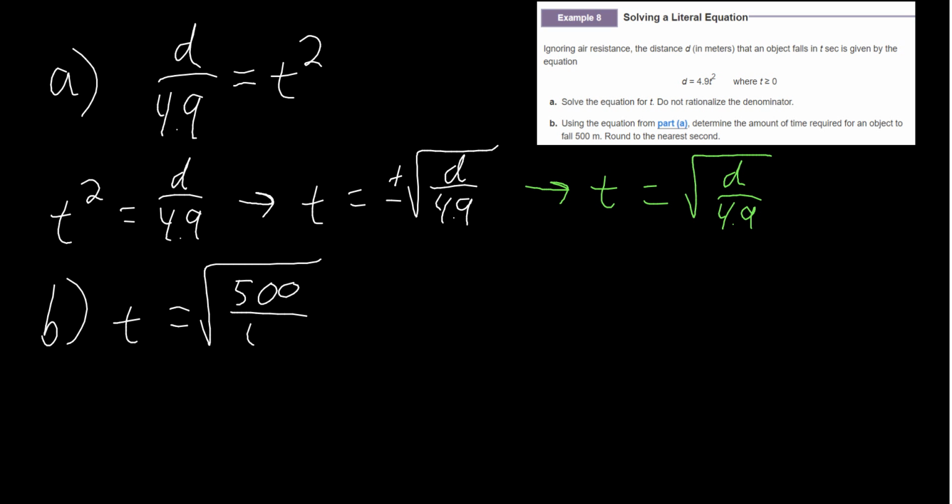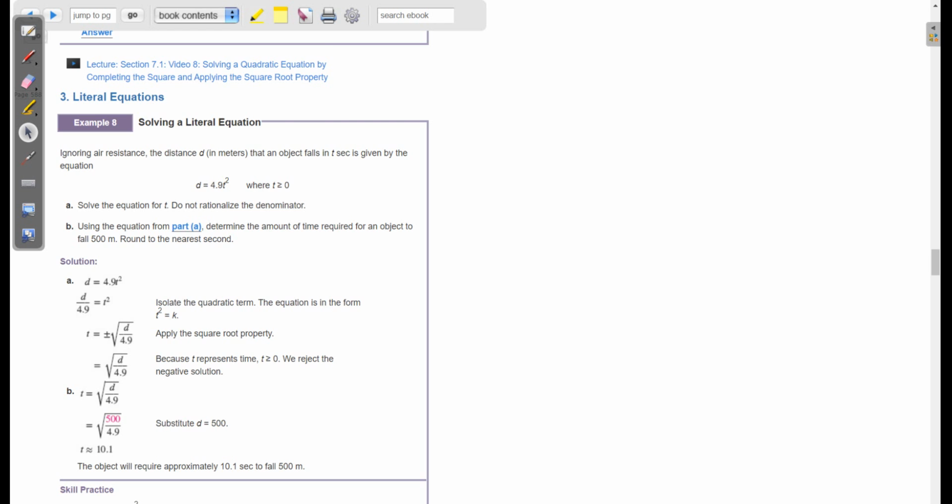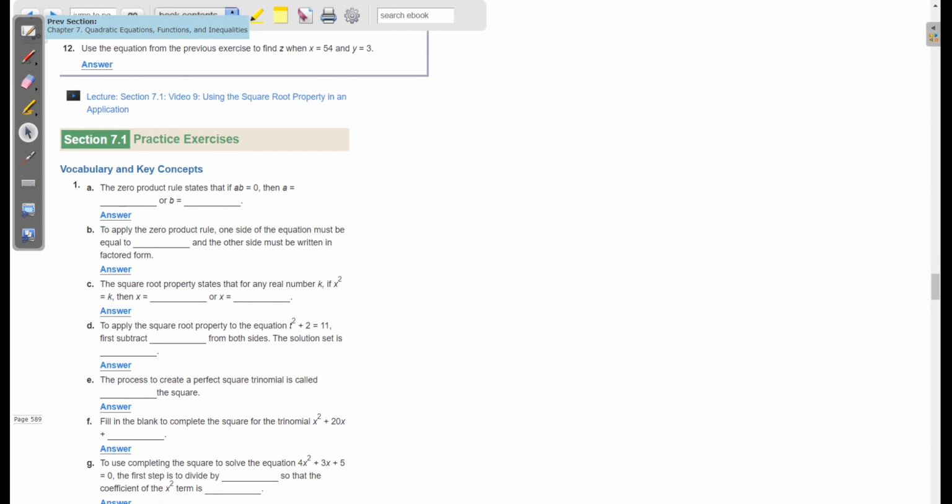And unfortunately, gravity on Earth isn't nice and well rounded, so I'm going to have to do some calculator work as opposed to just dividing by 5. So it's about 10.1. Okay, so it's going to take about 10.1 seconds for an object to fall 500 meters. And I believe, yes, that does conclude today's lecture.